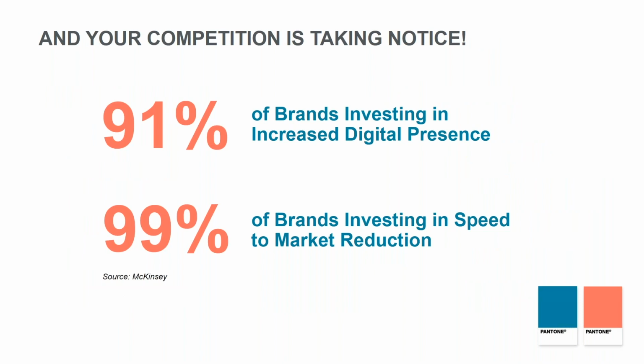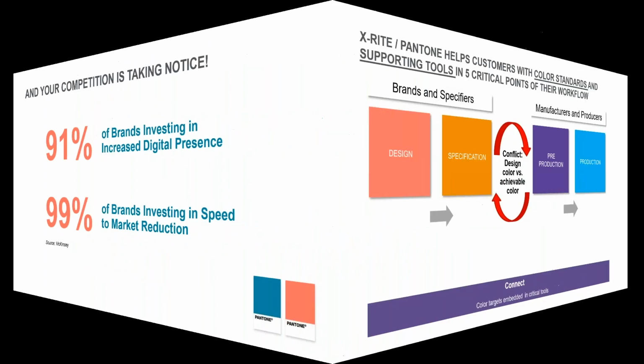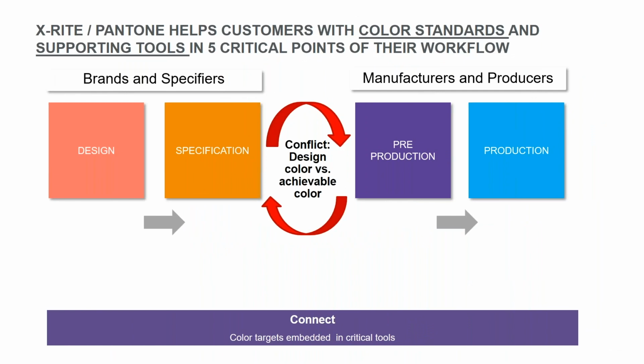So everybody knows this, and 91% of brands are investing in an increased digital presence. You can buy groceries online now. And just about everybody is investing in speed to market reduction. So there are 5 places where X-Rite and Pantone can kind of smooth over any kind of miscommunication. So we're going to be talking about color as a way to communicate, and communicating color as a way to control production. So right from the start, you make a decision in design, it goes to specification.